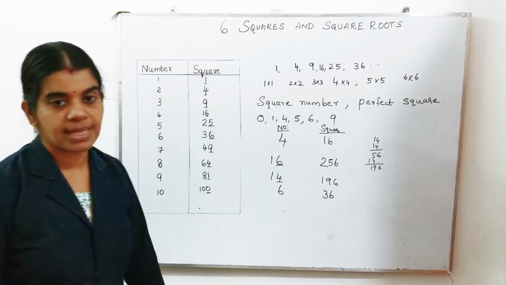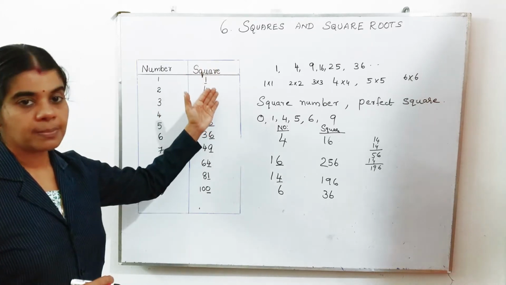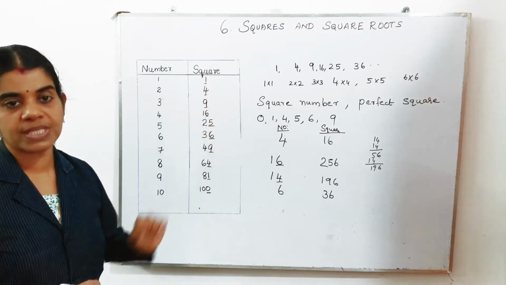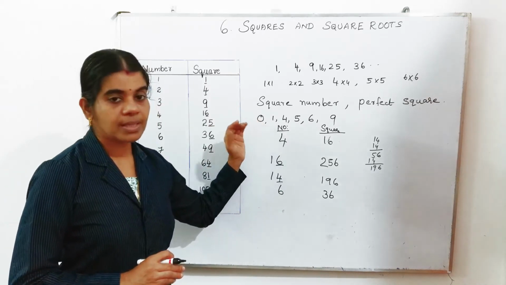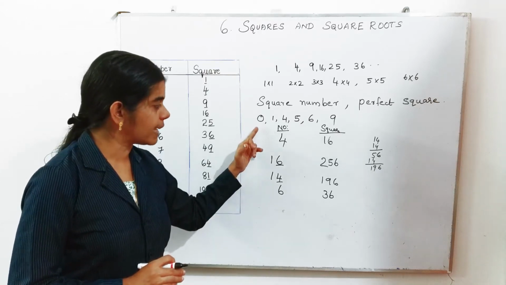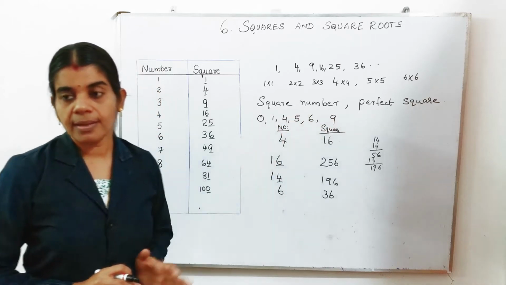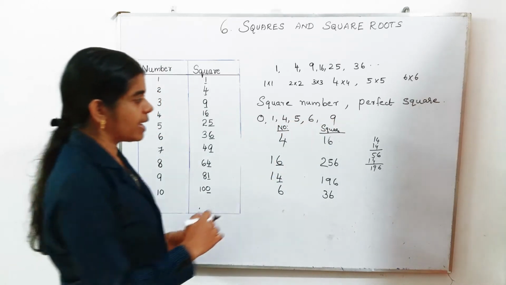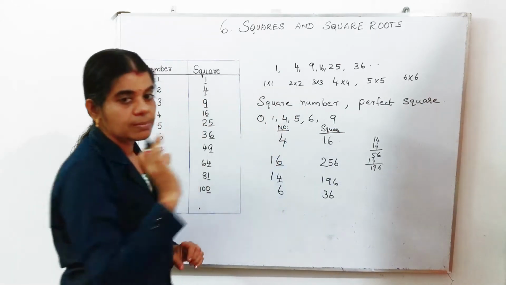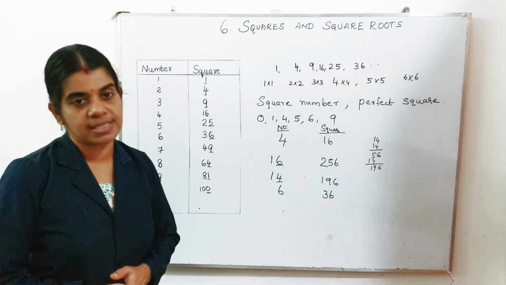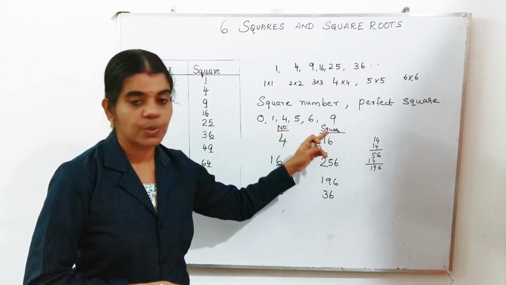6 into 6, 36. Then first what I told, the rules of the squares. Some rules, or some properties of the square numbers. First I told that the square of a number, that means a square number, most probably ends with the digits 0, 1, 4, 5, 6 or 9. Suppose I am writing one number, you just look at its unit place digit. Most of the square numbers end with 0, 1, 4, 5, 6 or 9.